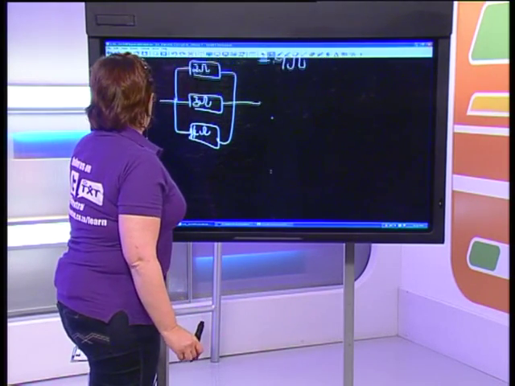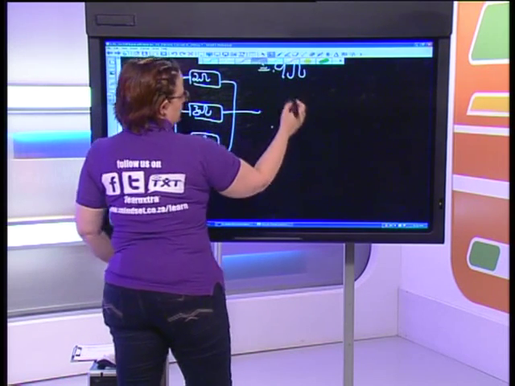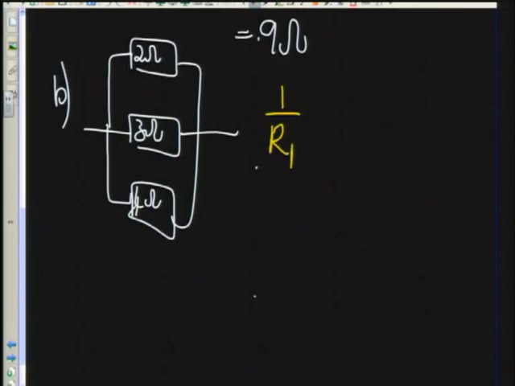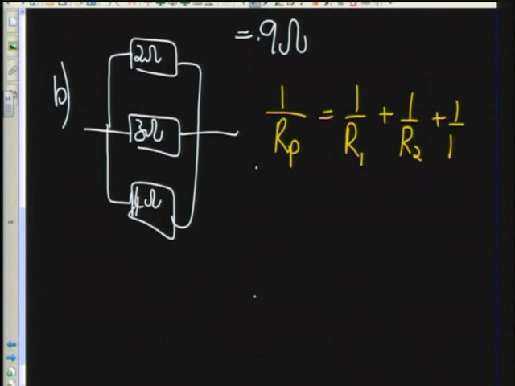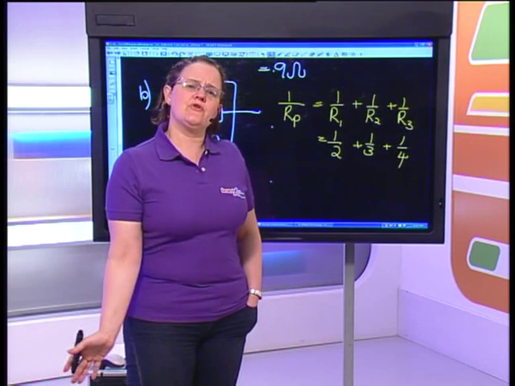This one gives me that funny, horrible equation, which says that 1 over R parallel, I'm using the parallel lines from maths, or you could say R total, or R_p, equals 1 over R1 plus 1 over R2 plus 1 over R3. It's fractions. So we go 1 over 2, 1 over 3, 1 over 4, and we go, oh, we don't like this. Hopefully you all know how to do fractions on your calculator.